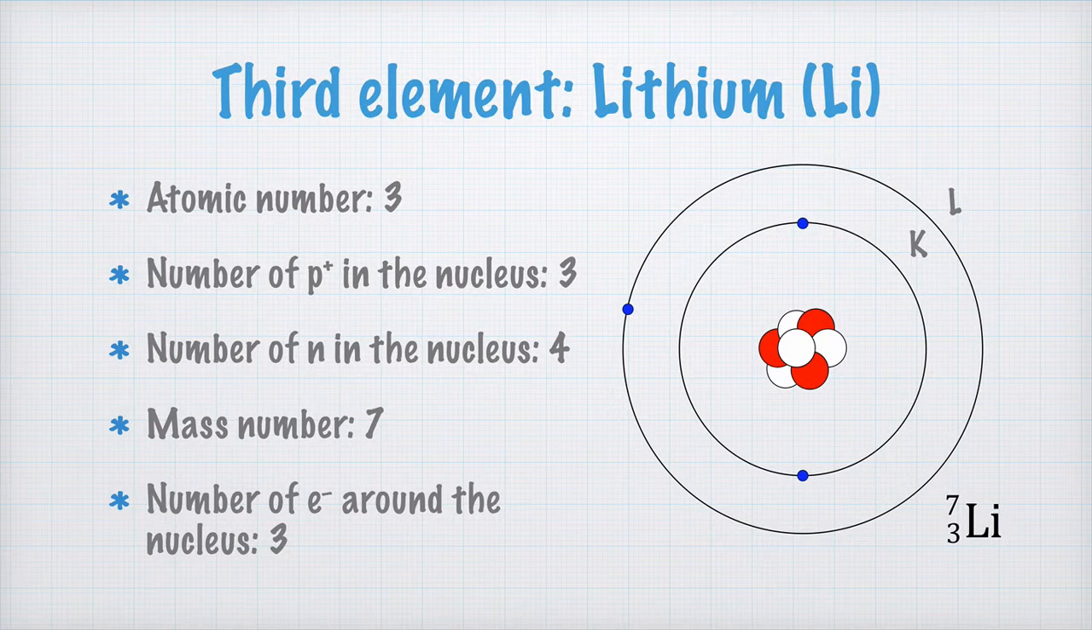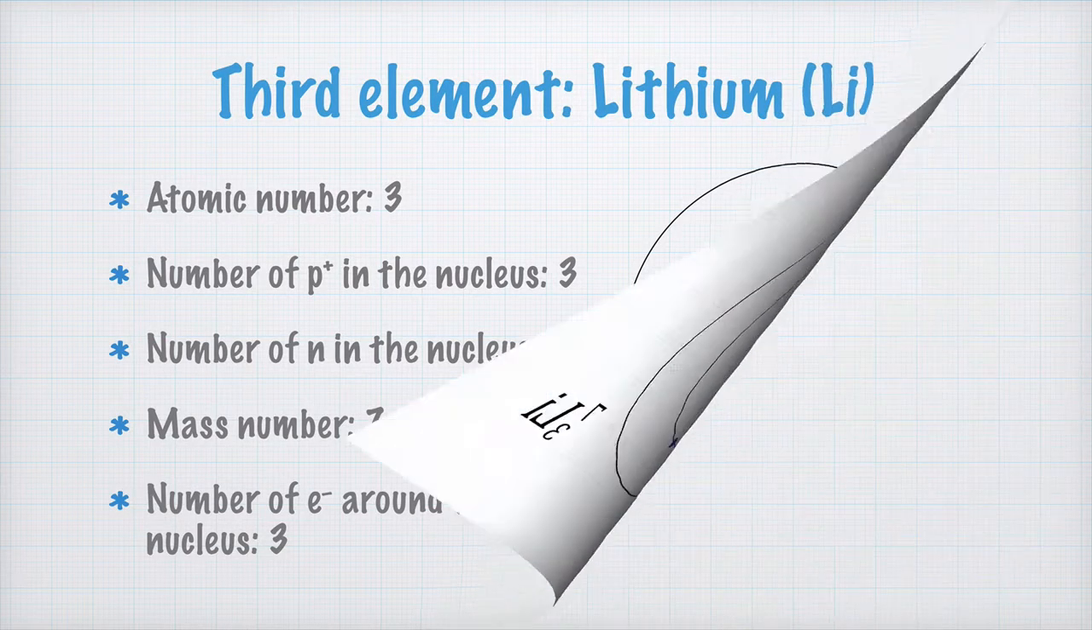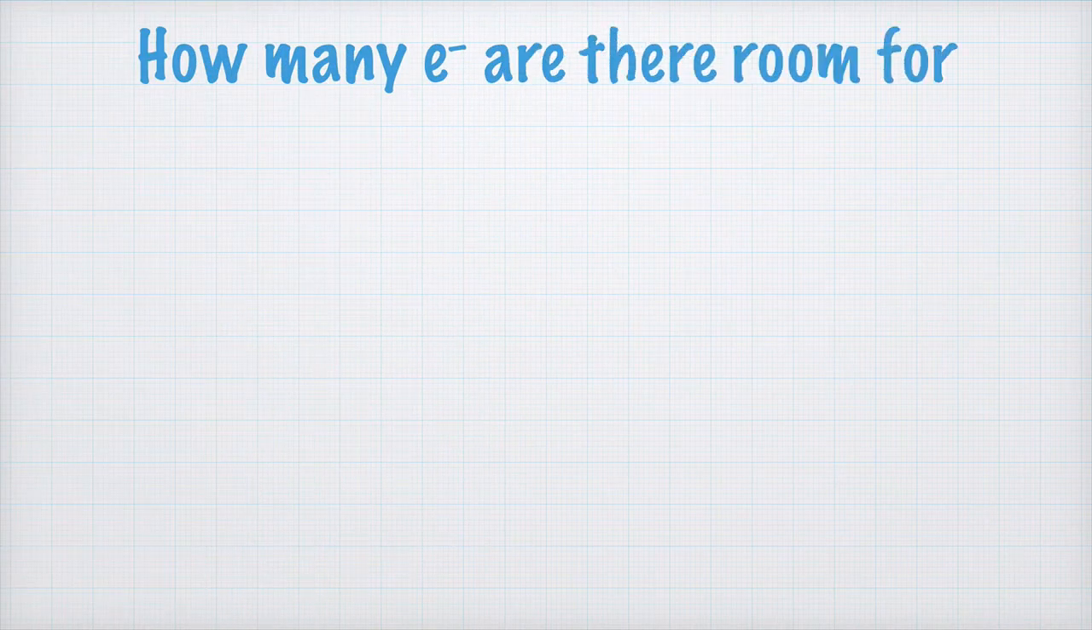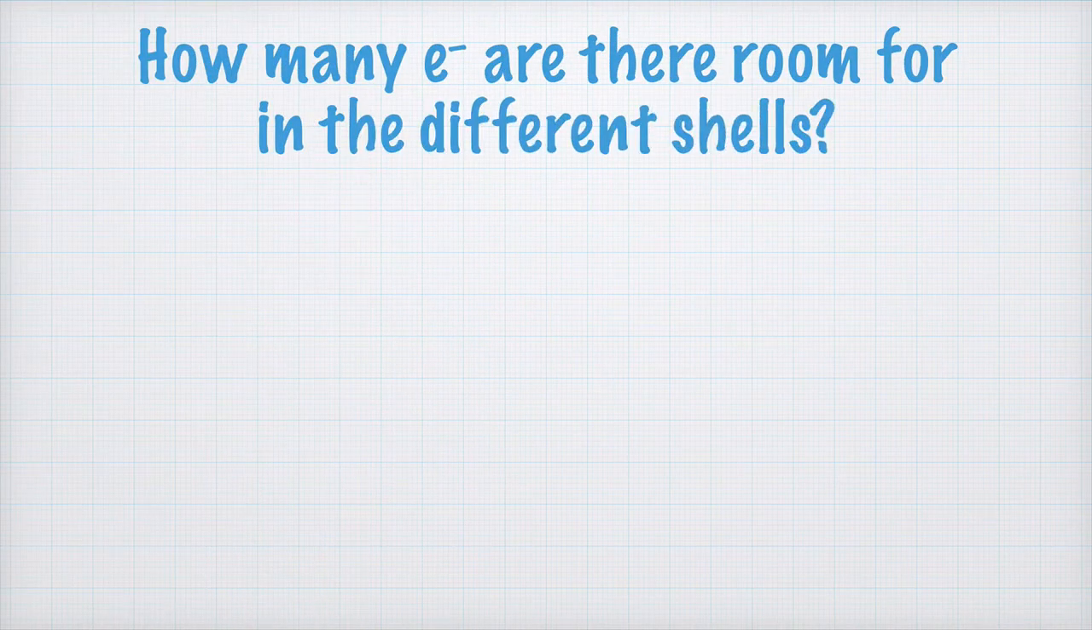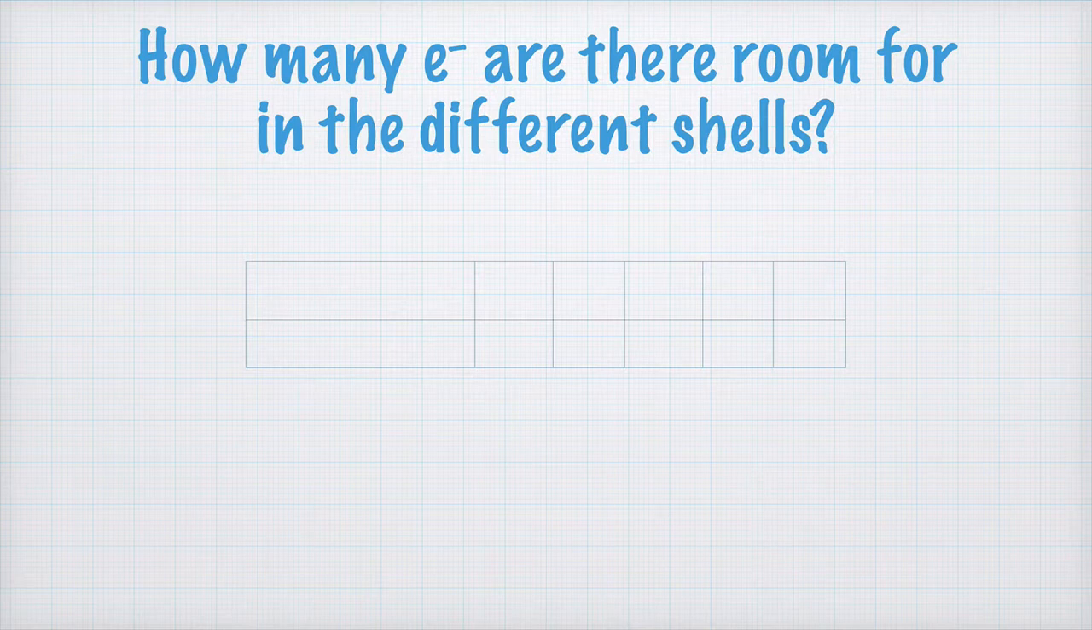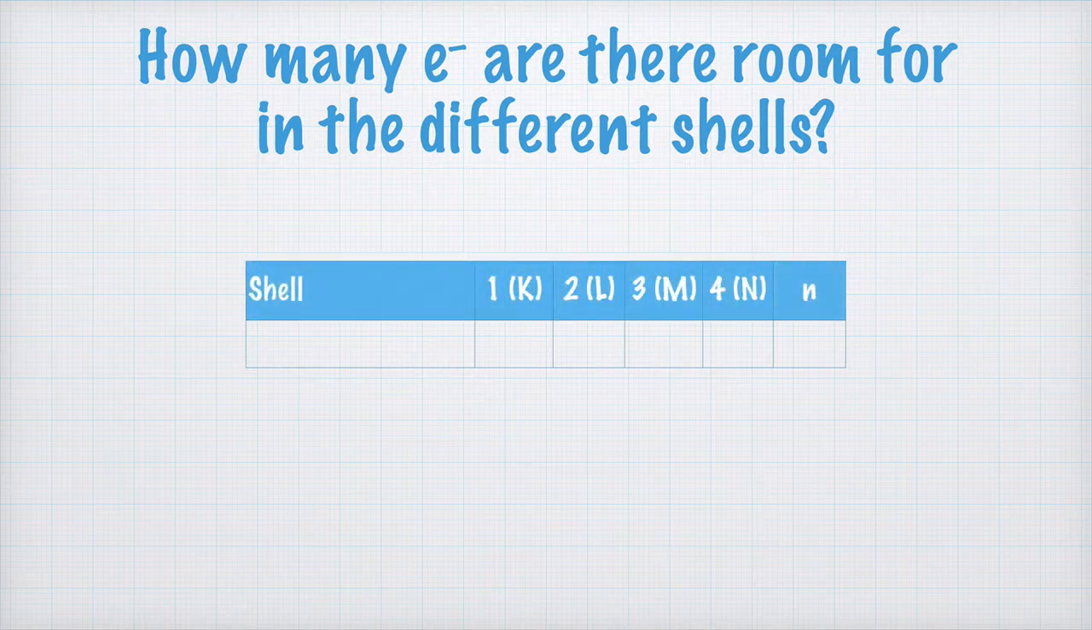So, in the K shell, only 2 electrons can fit, but what does it look like for the other electron shells? We make a simple table like this, with shells number 1, 2, 3, 4, i.e. K, L, M, and N. And then we write that the maximum number of electrons is 2 in the K shell, 8 in the L shell, 18 in the M shell, and 32 in the N shell.